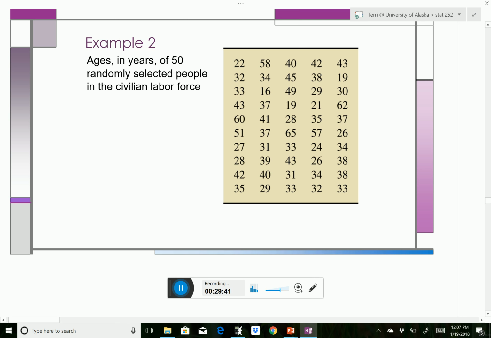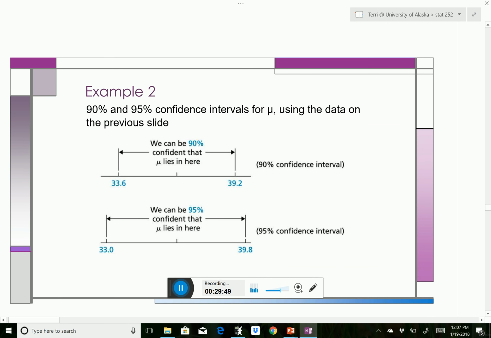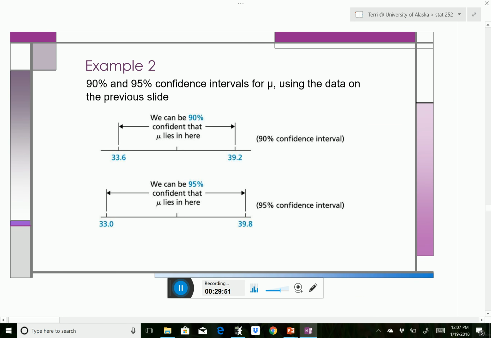So let's do one more. So we have ages in years of 50 randomly selected people in the civilian labor force. Now I'm not going to actually do this example, but we did 2 confidence intervals for this. We did a 90% and a 95%. So if I only need to be 90% confident, notice that my net can be smaller.